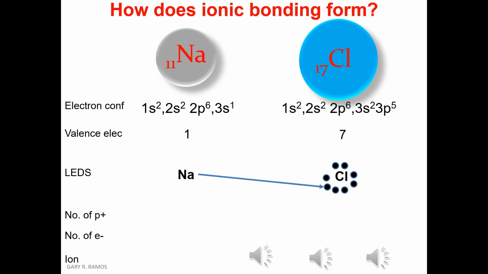For sodium and chlorine to become stable, one of them has to give its electron and one of them has to receive an electron. Since sodium has one valence electron, it is easier for sodium to give its electron to chlorine than to gain 7 electrons from the chlorine. Since chlorine has 7 valence electrons, it is easier for chlorine to receive 1 electron from sodium than to give its 7 electrons to the sodium.